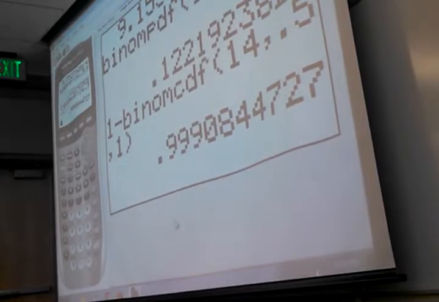Let's go back to the handout. So real quick, what's the average? What's the mean for this expected value? Yeah, it's got to be 7, right? It's going to be exactly half of 14, so it's 7. Figure out what the variance and the standard deviation is. Go ahead and do that. You've got the formula right there.